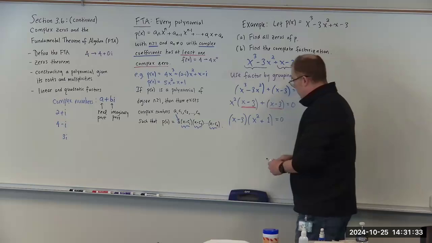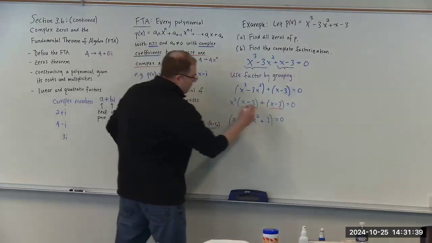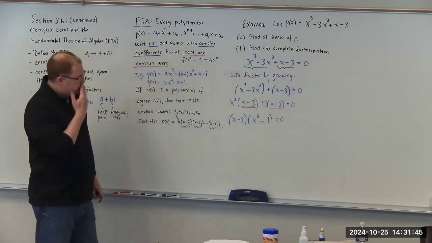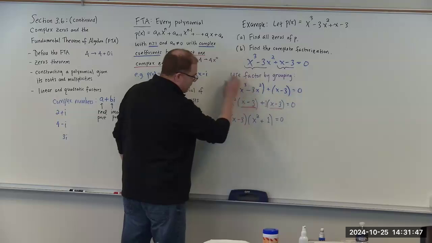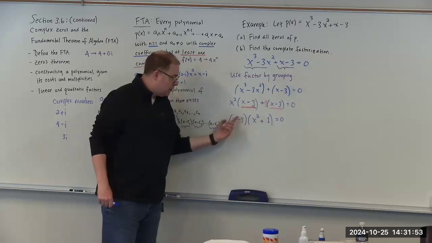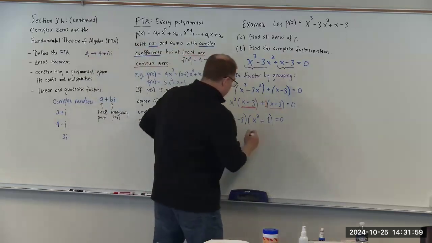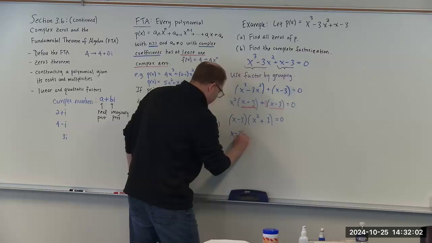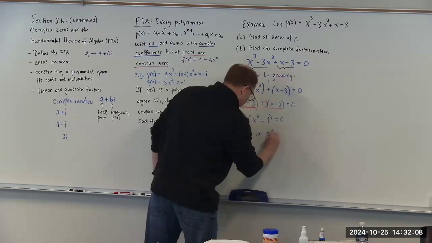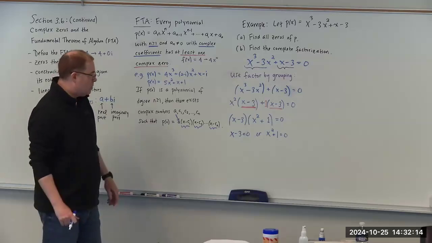A way to think about this is that there's a kind of hidden one there. We take this out, and the one remains. And now look at this. We have a product of two factors here, so we set each factor equal to 0. We get x minus 3 equals 0 or x squared plus 1 equals 0.